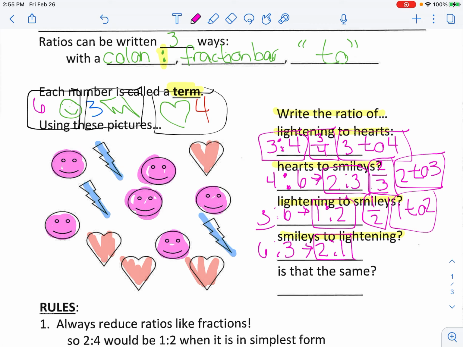The last one was lightning to smileys. This one is smileys to lightning. So you have to make sure that you're writing your numbers in the correct order. So 2 to 1. Remember, these are not fractions, so we are not simplifying that to 2. That has to stay 2 to 1. And this last one is 2 to 1.